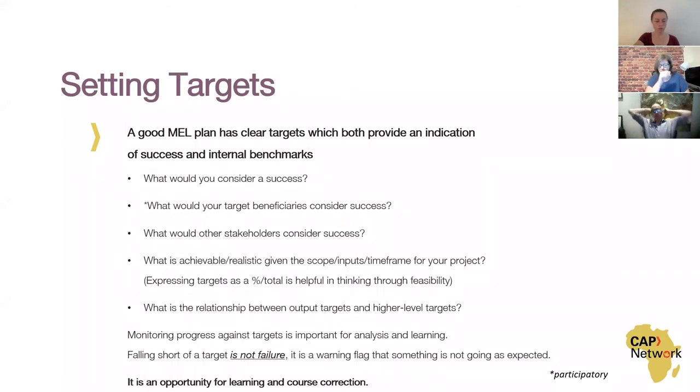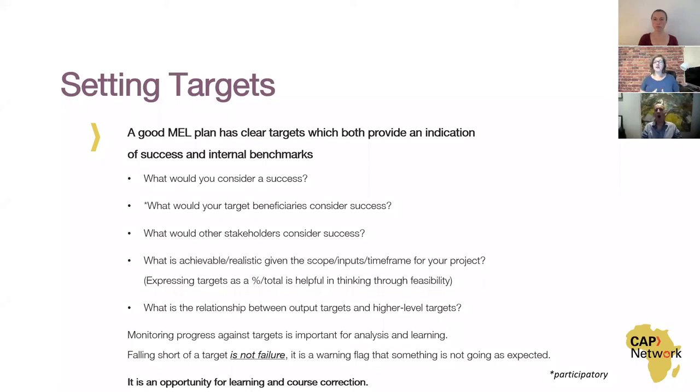So now that we've got a sense of how to develop indicators, the next step is going to be to develop targets. So you've got your indicator, you know what you're going to measure, but you need also to set a goal for what it is you're trying to achieve so that you can assess along the way whether you're making enough progress against those indicators.